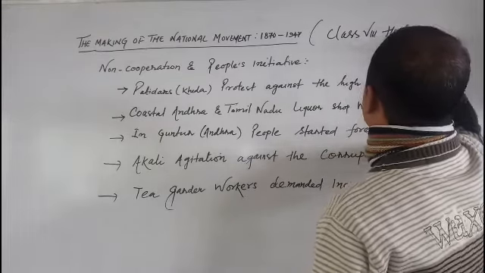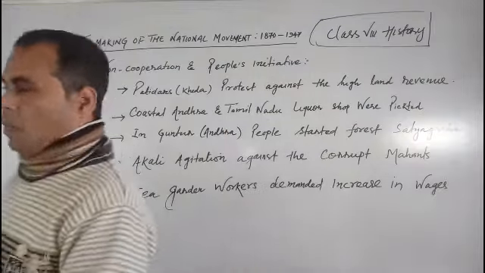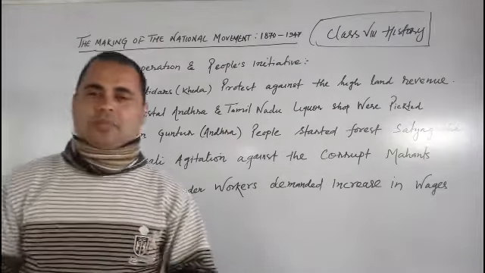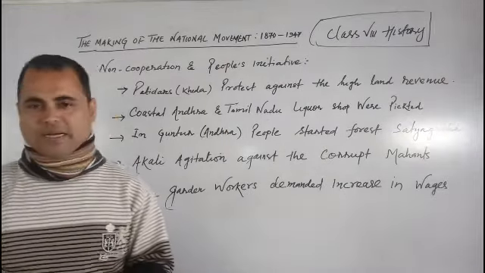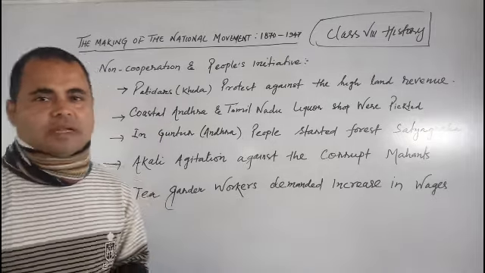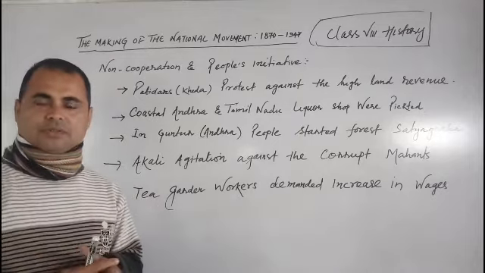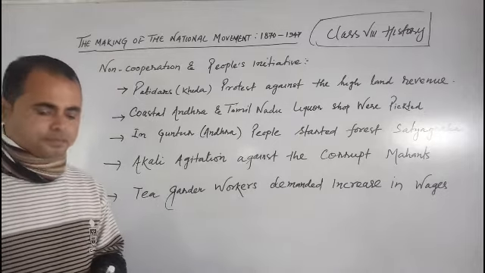Now in this video we will try to see why the non-cooperation movement, which was launched by Mahatma Gandhi, was a failure. The non-cooperation movement was not able to achieve its set objectives. So what were the reasons for that?